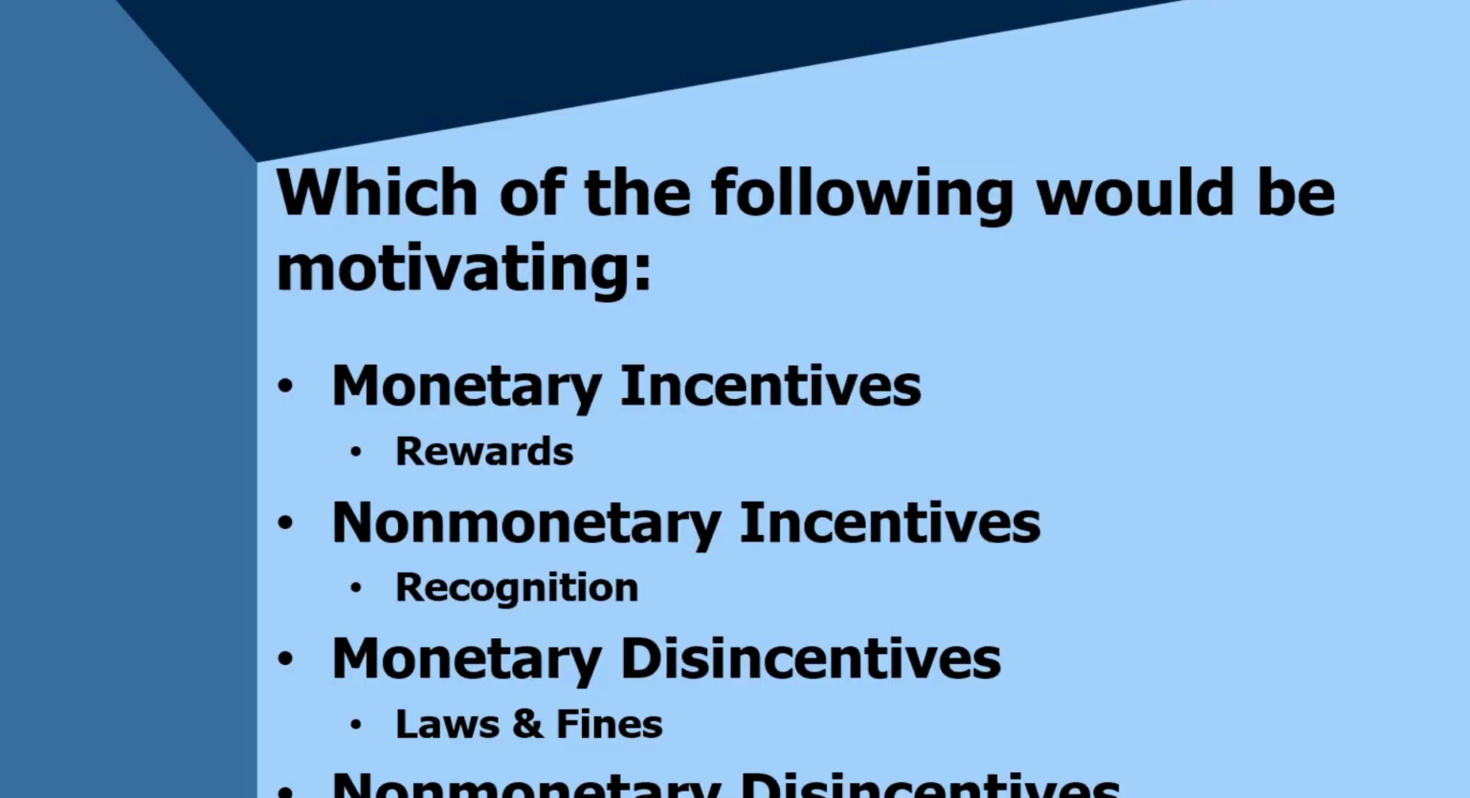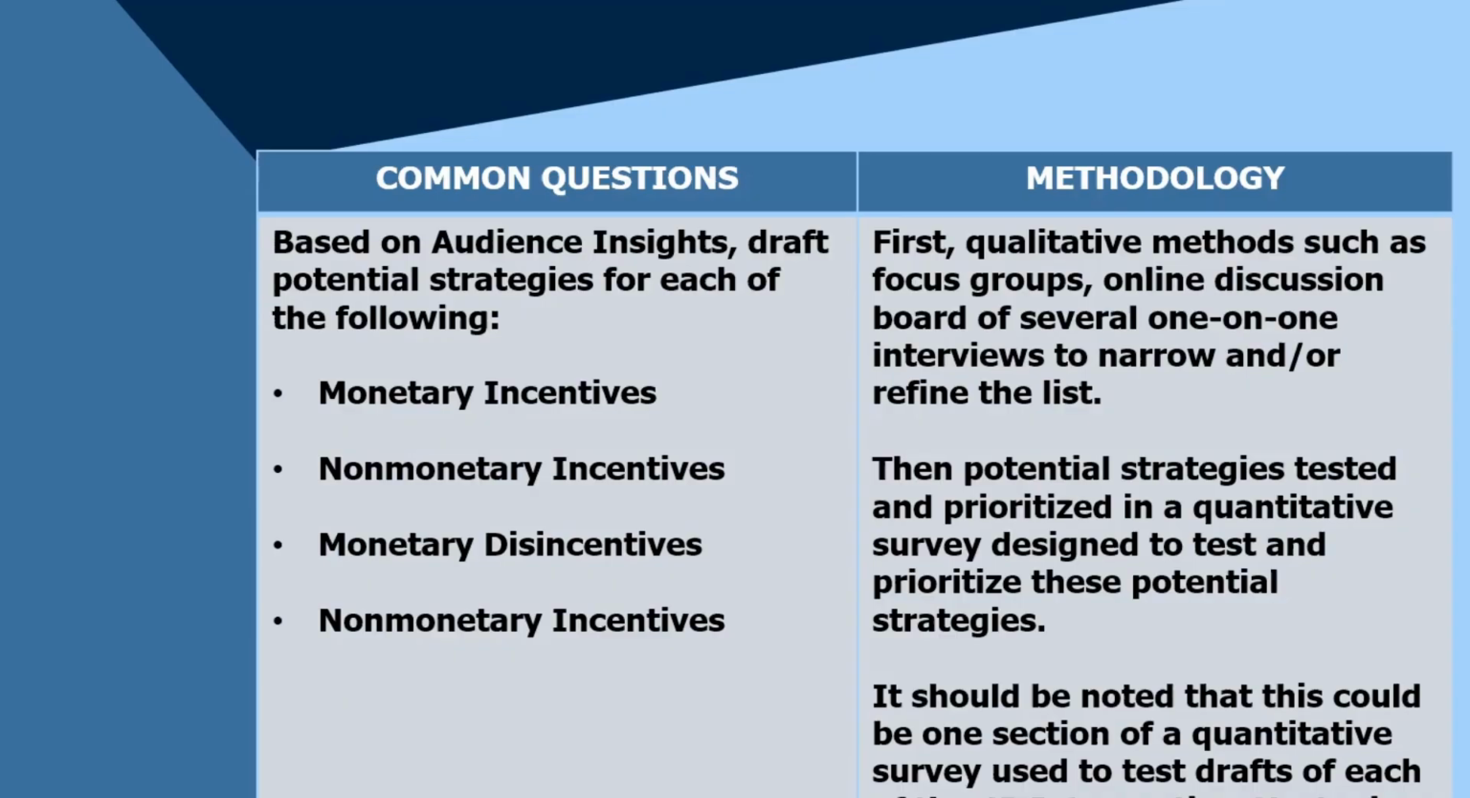Research in step 7.2, price, helps figure out which of the following would be the most motivating. A monetary incentive, like a reward, a non-monetary incentive, like a personal recognition, a monetary disincentive, like laws and fines, or non-monetary disincentives, like feelings of embarrassment. The first thing you would want to do would be to go back to your audience insights research and determine what is relevant for monetary incentives, non-monetary incentives, monetary disincentives, and non-monetary disincentives. In other words, what were some of the barriers and benefits and motivators that would relate to those four categories?